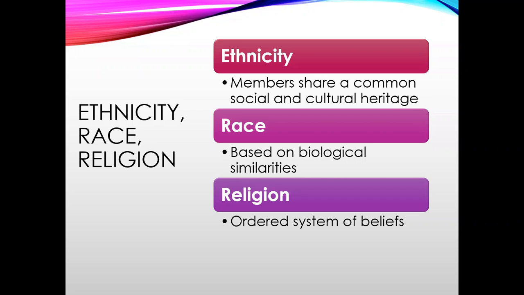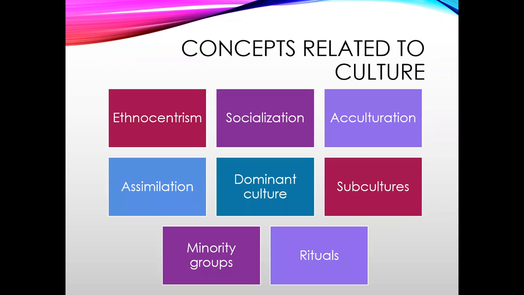And then we can talk about religion. Religion refers to an ordered system of beliefs regarding the cause, nature, and the purpose of the universe, especially the beliefs related to worship of God, gods, or a higher entity. Our concepts related to culture, the first one that we can talk about is ethnocentrism. And what this is, is that we believe that our culture is the superior culture. And we're going to use it as criteria to judge other cultures with.